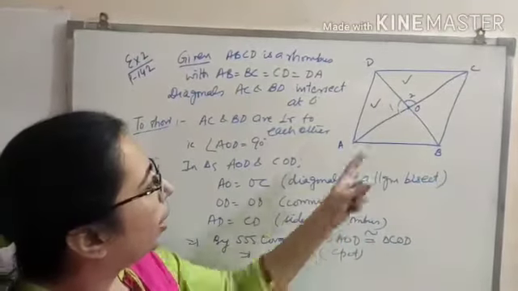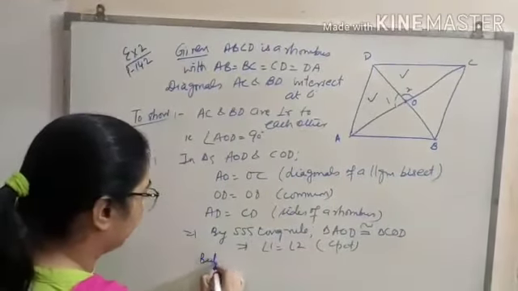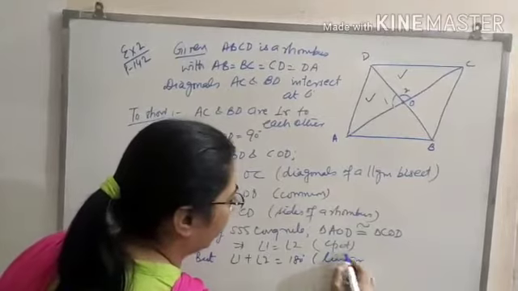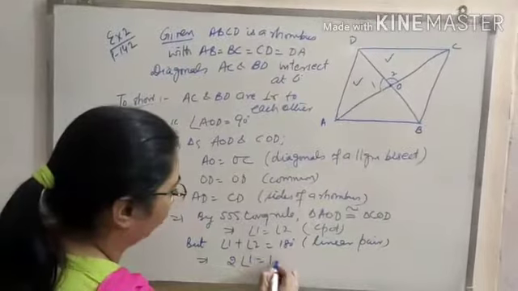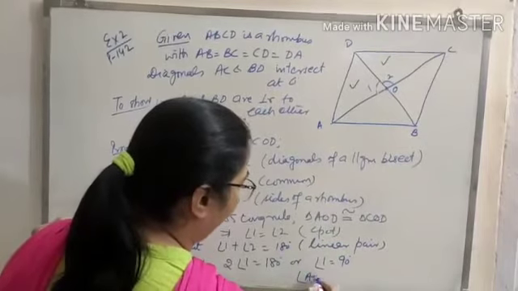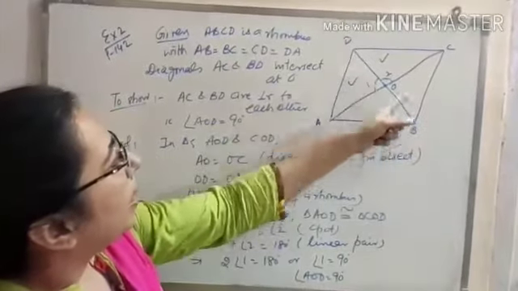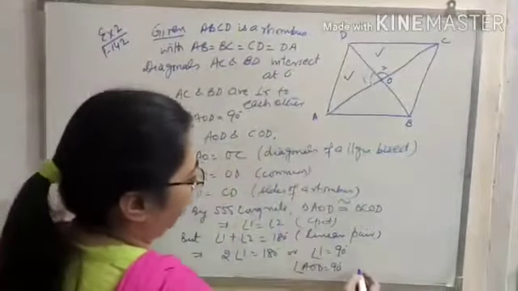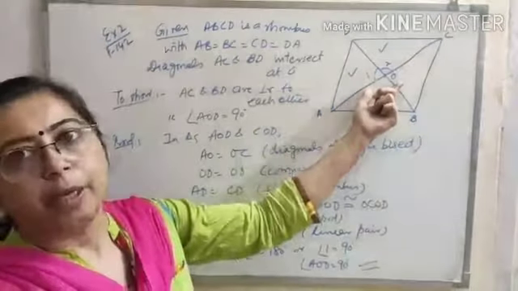When triangles are congruent, then angle 1 is equal to angle 2 by CPCT. But as you can see, angle 1 plus 2 is equal to 180 degree. They are forming the linear pair. So this implies 2 times angle 1 is equal to 180 degree, or angle 1 is equal to 90 degree. What is angle 1? AOD is equal to 90 degree. When this is 90 degree, it means diagonals of a rhombus are perpendicular to each other, which means we have reached the required result. Diagonals are perpendicular to each other.